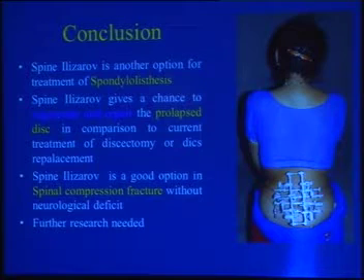To conclude, spine Ilizarov is another option for the treatment of listhesis. Spine Ilizarov gives a chance to regenerate and repair the prolapsed disc in comparison to current treatment of discectomy or disc replacements. And it is a good option for spinal compression fracture without neurological deficit in comparison to the spinal spica or 2 months of pelvic traction. Obviously, further research is needed in this direction.